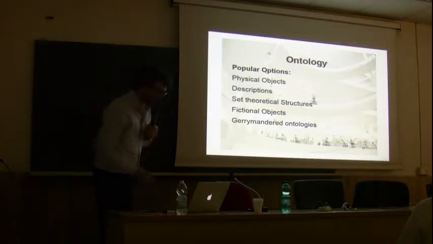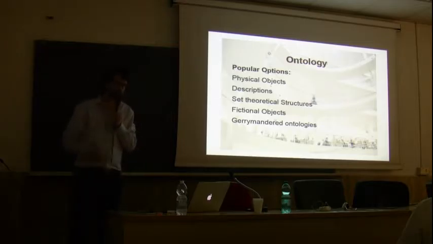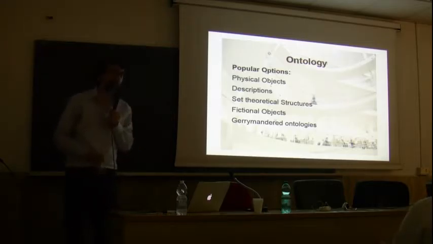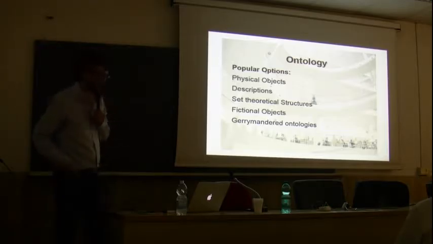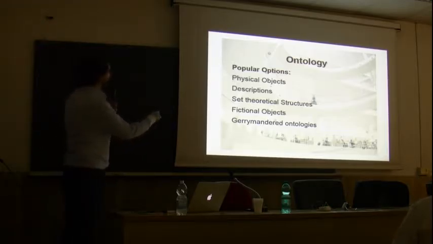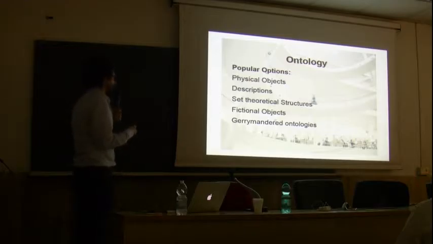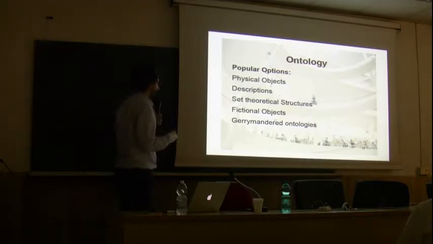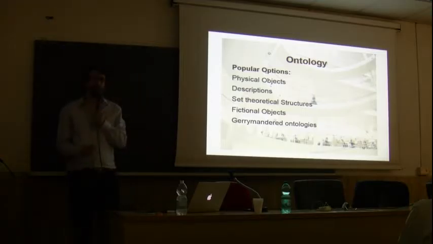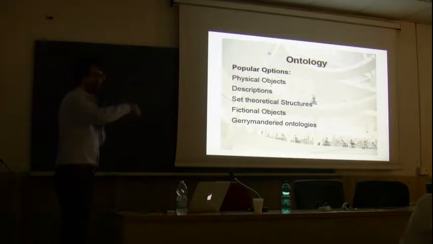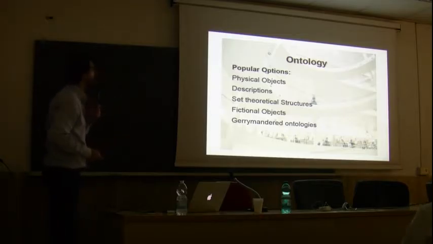Okay, so I want to talk a bit more about the ontology of models. I've mentioned the problems already. So what are they? What do you talk about when you talk about the model? Well, some models are physical objects. Some are descriptions, set theoretic constructions, fictional objects, gerrymandered ontology. This is a whole range of options available in the literature, and I want to say a little bit about each of them.